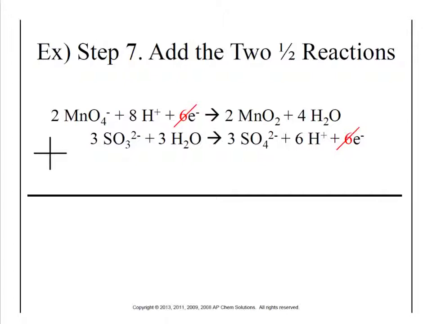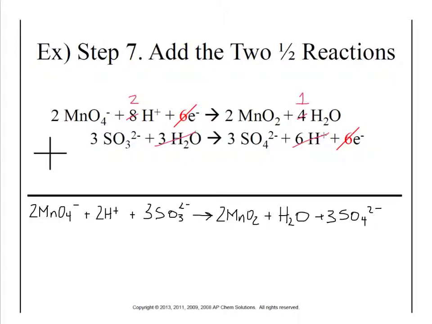So if we subtract 6 from this side, that's going to cancel that guy out. And if we subtract 6 from this side, it's going to leave 2. We can do the same thing with water. We could take away 3 from the reactant side and 3 from the products, leaving us with 1 water on the product side. Now it's just a matter of copying everything down, and that leaves us with this grand total of a reaction. So we've canceled out some of those H pluses and some of those waters on either side to make a nice clean reaction.